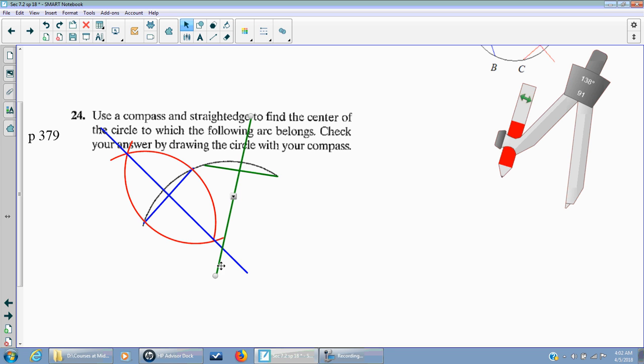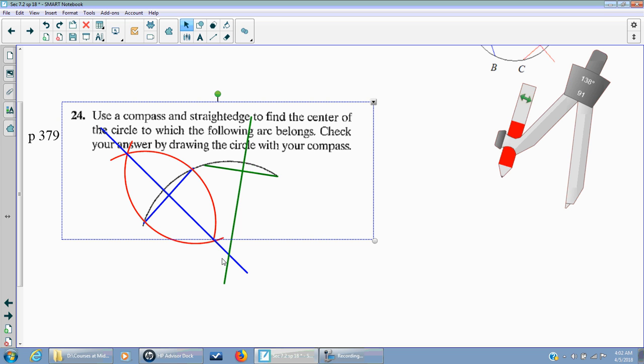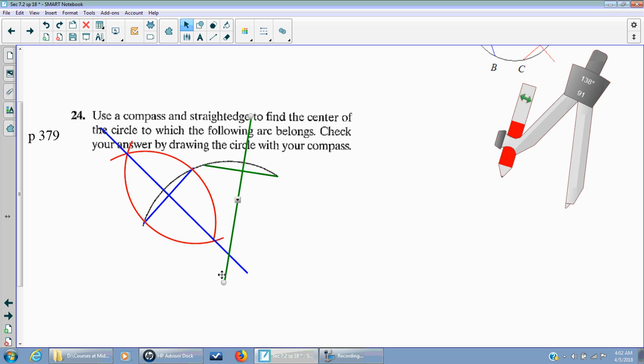And let's see, that doesn't quite look perpendicular to me. That looks more like it. And I think I may have to shift it a little bit to the left to make it. That looks kind of like a perpendicular bisector to me. Okay.